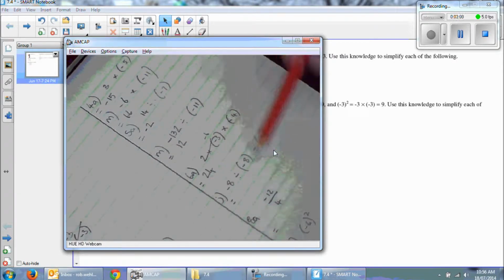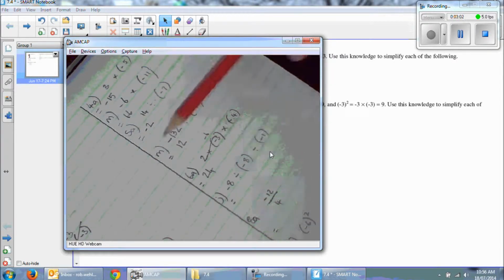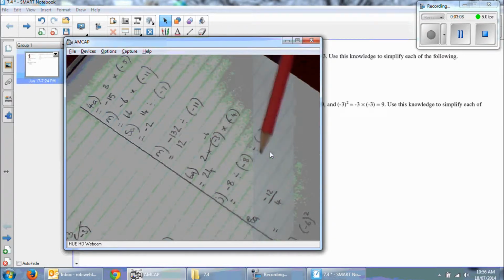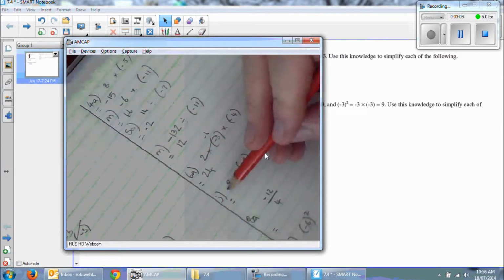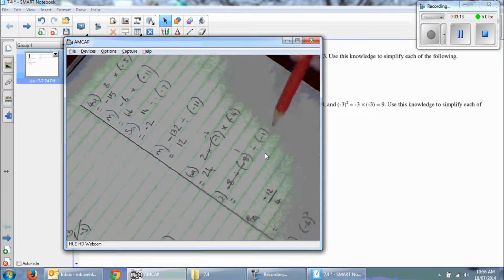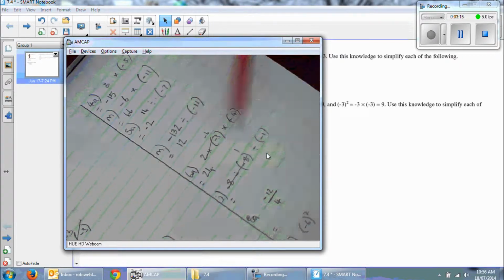Now here, this is a really good question. We start off with two negatives, so that means our answer will be a positive. So 8 goes into 8 once. Okay. And then 1 divided by negative 1. So here we have a positive and a negative. So obviously we're going to end up with a negative answer. All right. And 1 divided by 1 is 1.